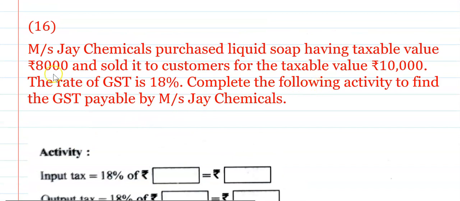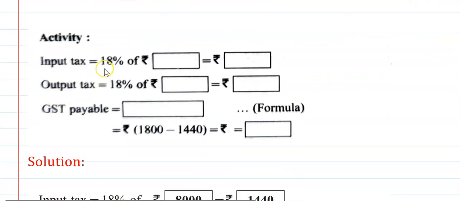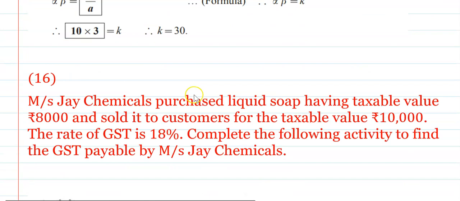Input tax. He purchased it for how much? For 8,000. Therefore, input tax on 8,000 rupees. This is the input tax for the 8,000. Here it is 8,000 into 18 upon 100. These two zeros get cancelled. Therefore, we'll get here 1,440. Output tax.